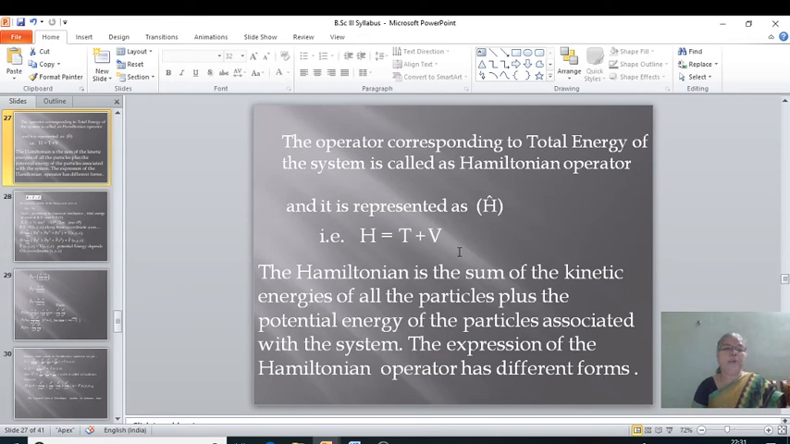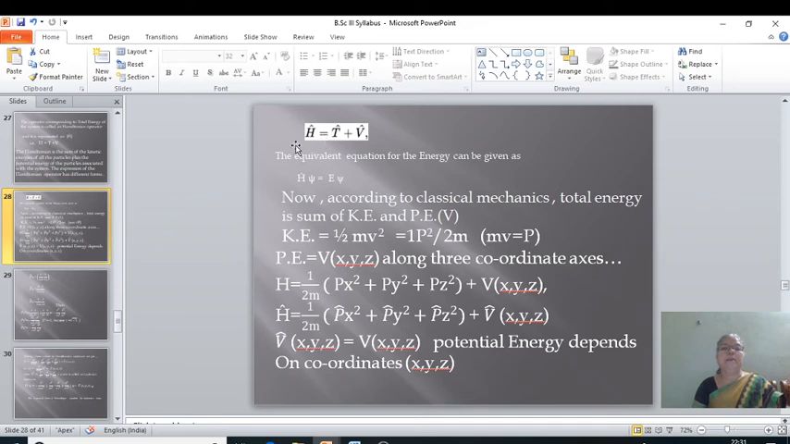Then the corresponding Hamiltonian operator is written as H with a cap, equal to T cap, the kinetic energy operator, plus V cap, the potential energy operator. The equivalent equation for the energy can be written as H operator, that means the Hamiltonian operator, acting on psi, is equal to E into psi, where psi is a probability function.